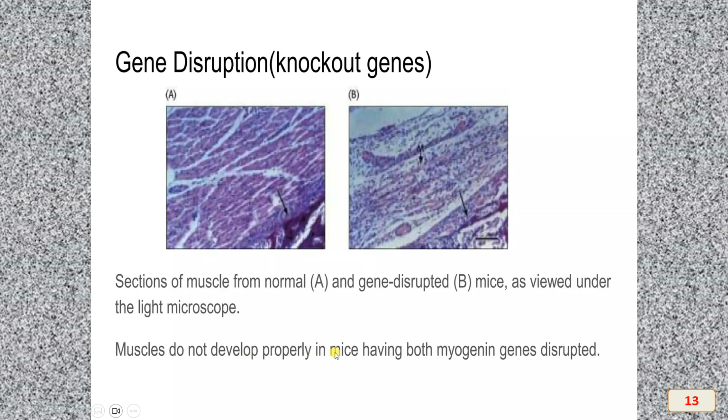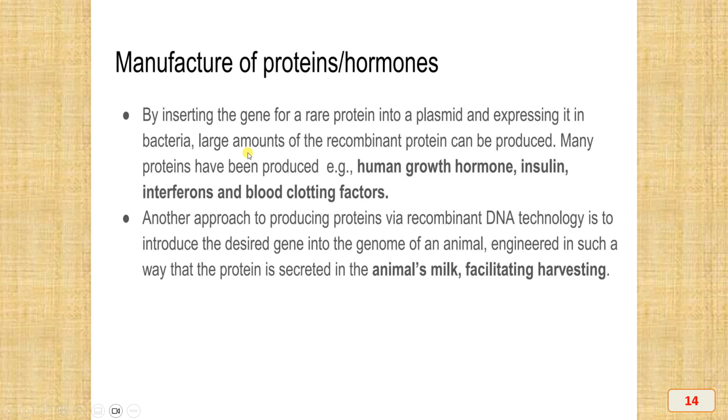Muscles do not develop properly in mice if the myogenin gene is disrupted. Then manufacture of proteins or hormones can also be done by genetic engineering technology. So the use of this recombinant protein is for the production of human growth hormone, then insulin, interferons, and blood clotting factors. All these are done by genetic engineering.